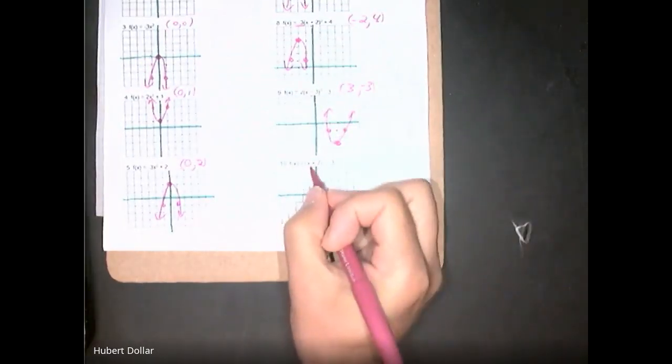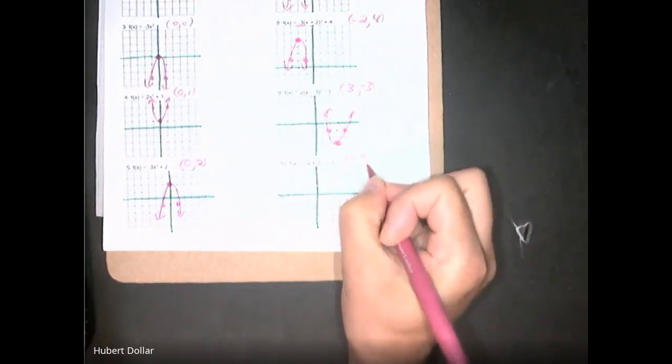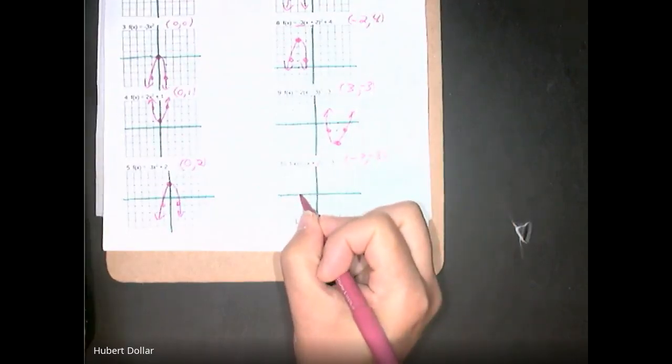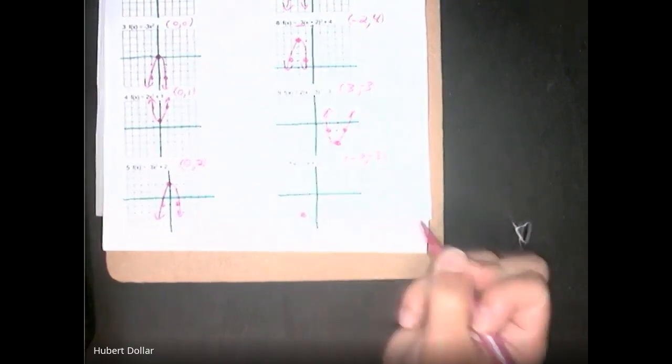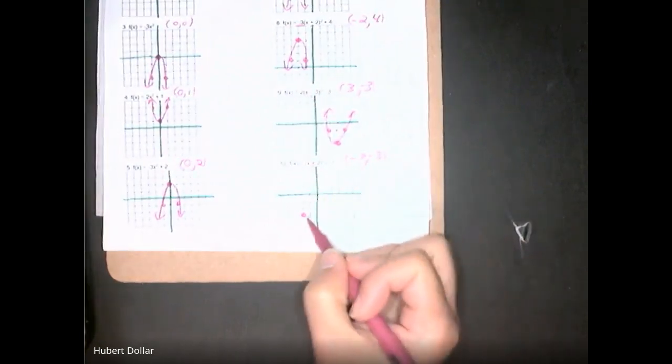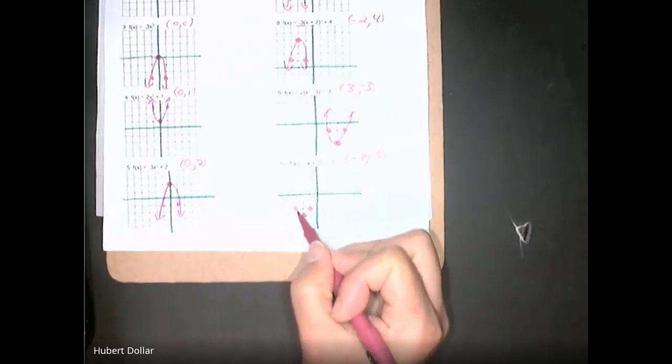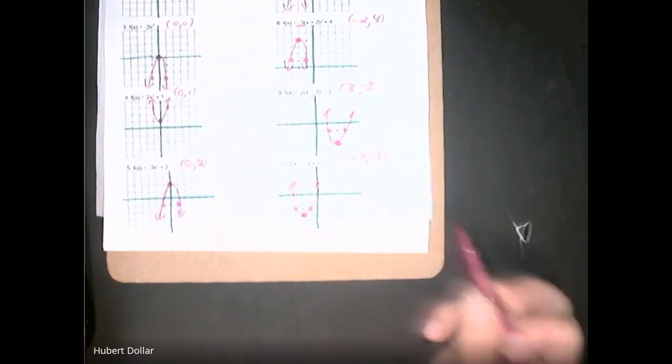And finally, the opposite of a positive 2 is negative 2. Negative 3 stays the same, so we have negative 2, negative 3. Now, there's not a number in front, so that's understood to be 1, so we go up 1, over 1, up 1, over 1, and draw the best parabola that we can.